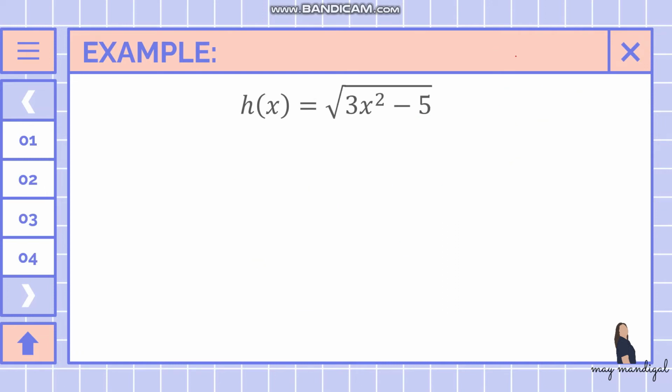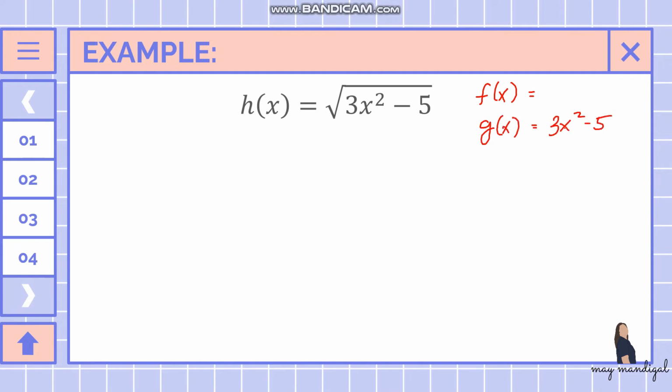Okay, let's have another example. So here we have h of x equals the square root of 3x squared minus 5. From this one, again, we identify which one is the inner function and which one is the outer function. So here, we can say that 3x squared minus 5 is our inner function. If you want, you can still write f of x equals and then g of x here, which is again 3x squared minus 5.